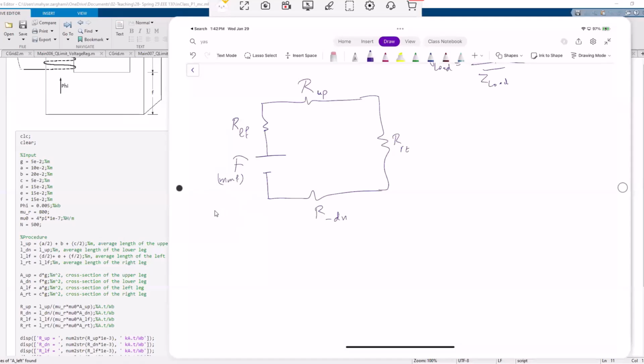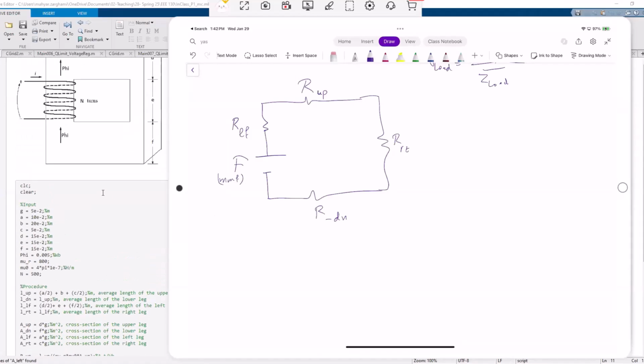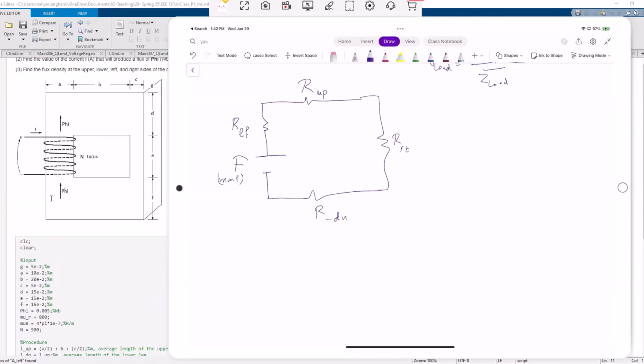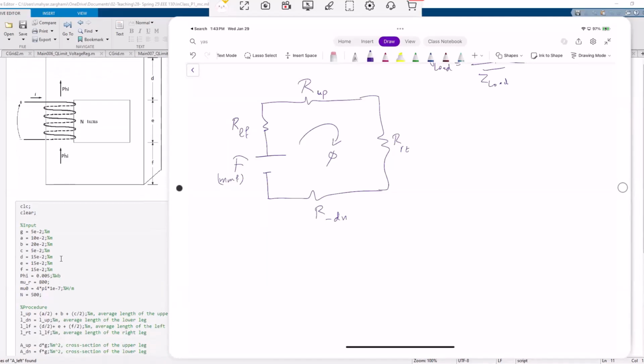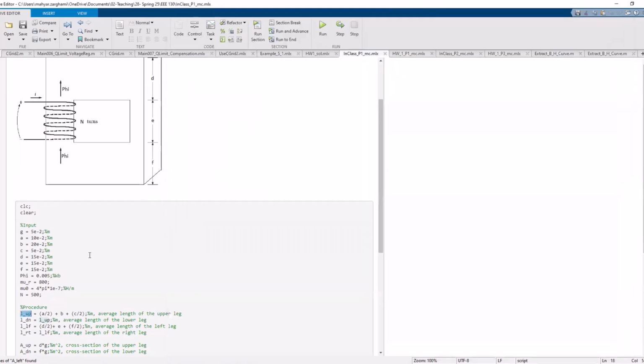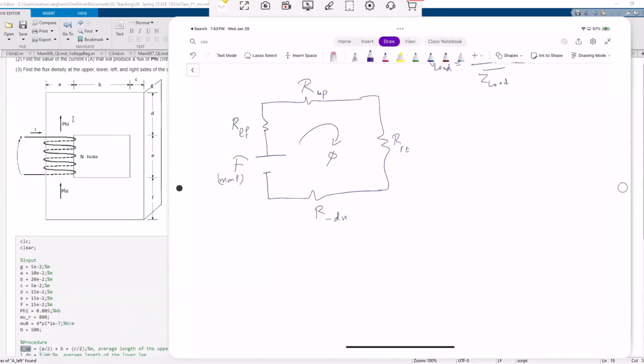But for this problem, I'm going to calculate them separately because you need to involve the mean path on each side. Needless to say, this whole thing will give you a certain phi, and this phi would be the same. This is like the current in an electric circuit. As long as the elements are in series, all of these flux values should be the same for all of these elements, right? So in order to find the reluctance in each of these sides, we need to come up with the mean path. So this L up means the mean length of the upper leg.